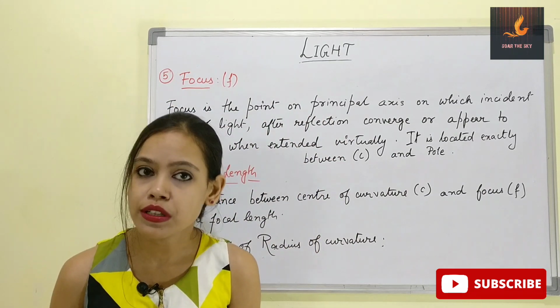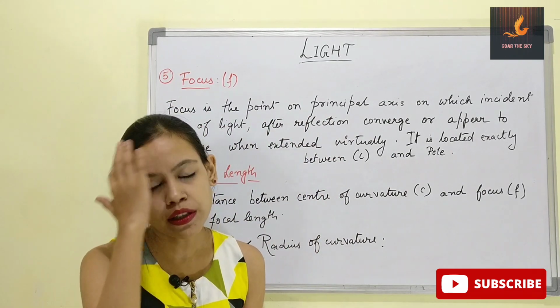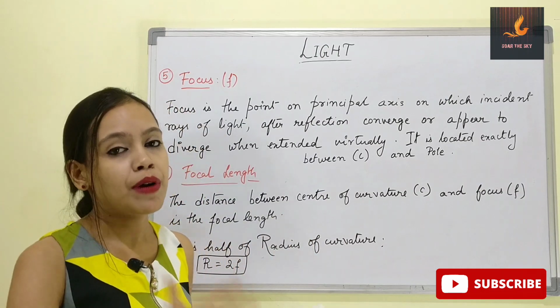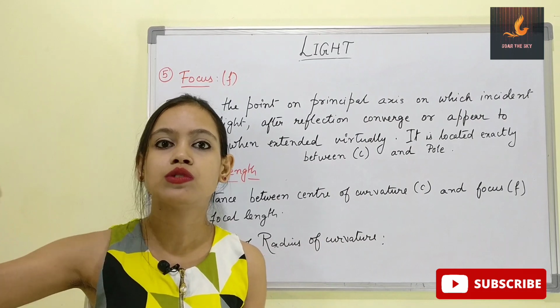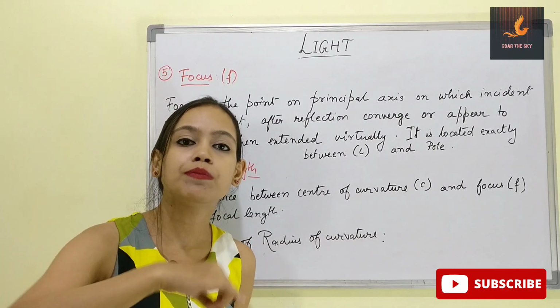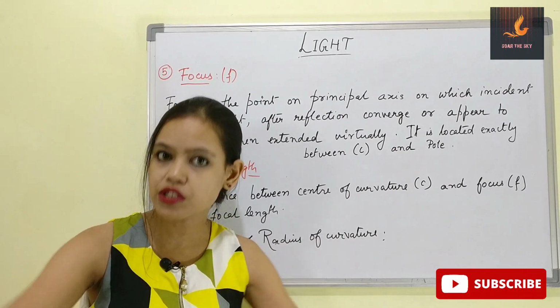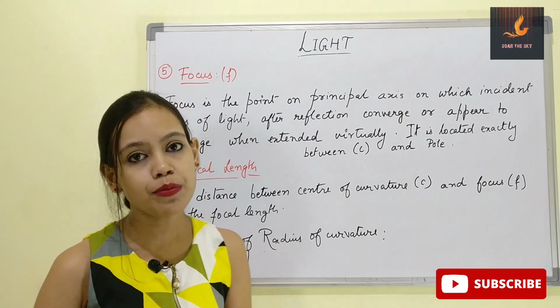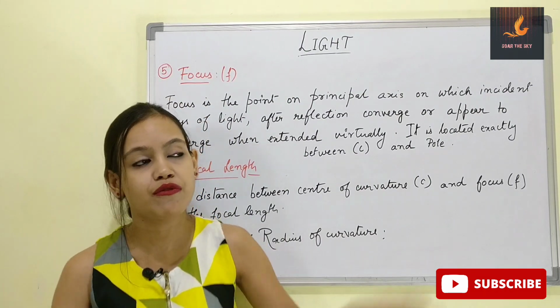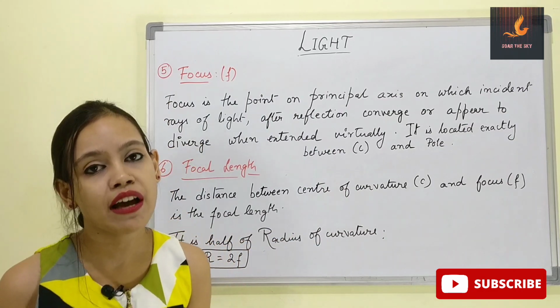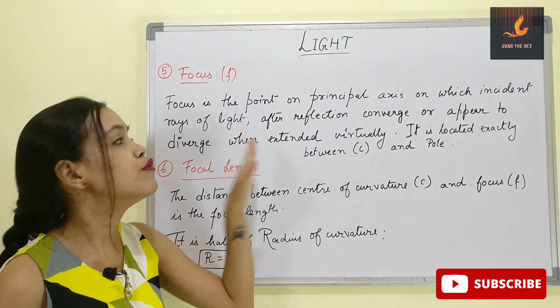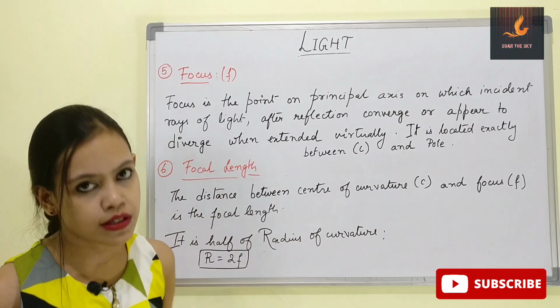In case of virtual images, they don't converge. But if the diverged rays are extended backwards, we can see that that particular point has helped the rays to diverge further. And at the back of the mirror where the virtual image forms, if we just extend those rays, we can see how they have diverged through the focus. So this is what focus is.